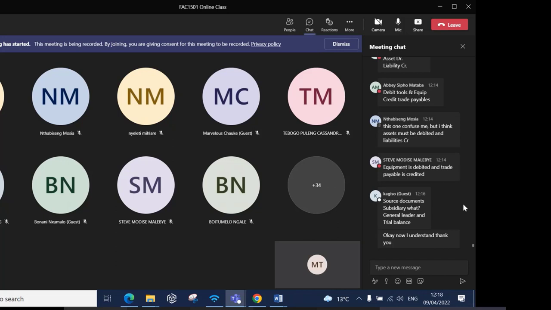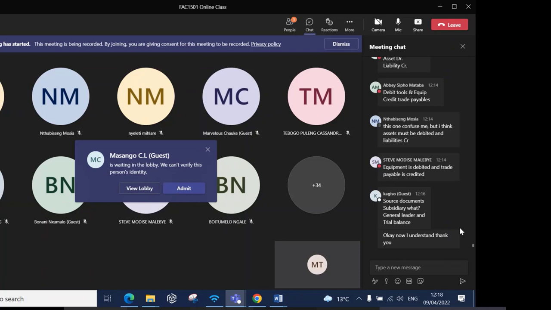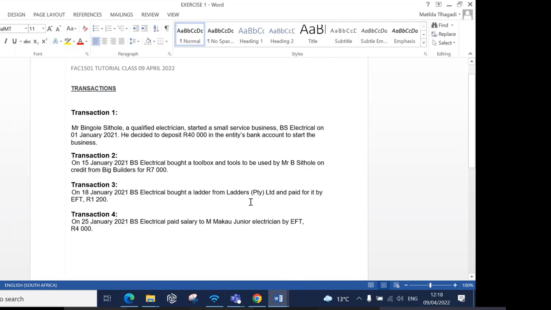In the example of transaction number one, if we want to do the accounting cycle, first, what will you be holding as a bookkeeper or accountant of BS Electrical? You'll have a bank statement. On that bank statement, you see that 40,000 came in, with the reference capital contribution. Holding that bank statement, what is your next step as a bookkeeper or accountant? Your next step is recording this, because on a monthly basis you need to do a bank reconciliation.